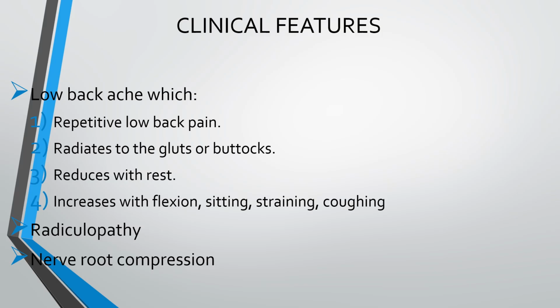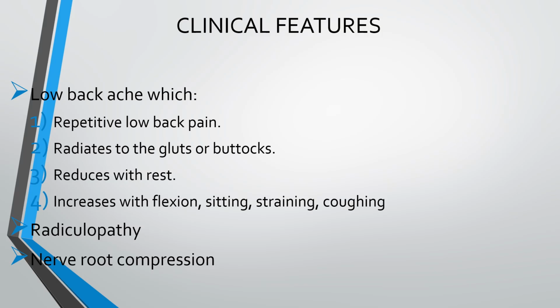The clinical features include low back pain, and this low back pain is characterized by being repetitive. So if you have low back pain that doesn't resolve, it radiates to the glutes or the buttocks. It moves downwards from the back region. It radiates to the glutes and even to the hamstring muscles, the thigh muscles, and even to the legs and the foot. Then it reduces with rest. So if you take a rest, it will reduce.